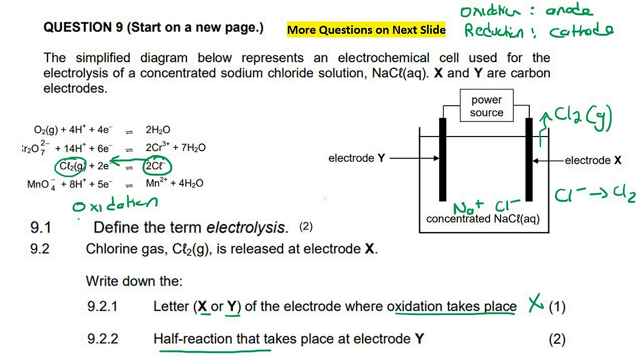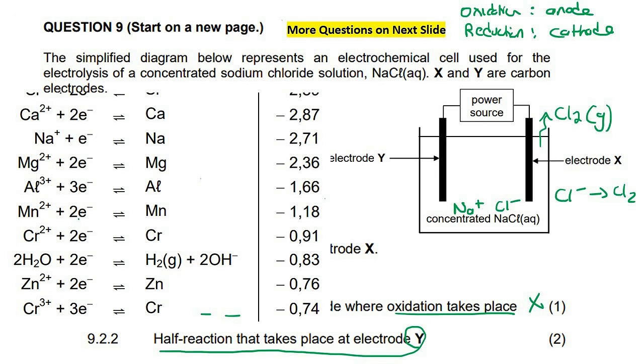Now it says, what is the half reaction that takes place at electrode Y? We've got to be careful because of the water. I have explained this to you guys before, where we have electrolysis with water present, electrolysis of aqueous solutions. What we do is we look at this Na+. Where is that on the table? Well, there it is. That means we are on the left-hand side of the table.